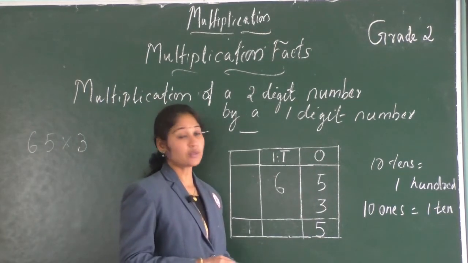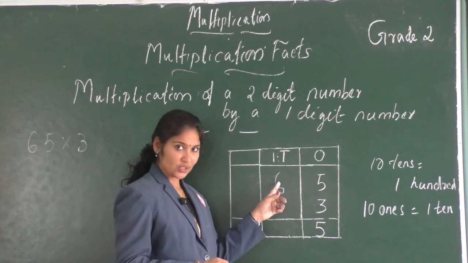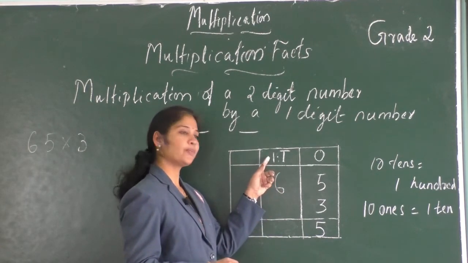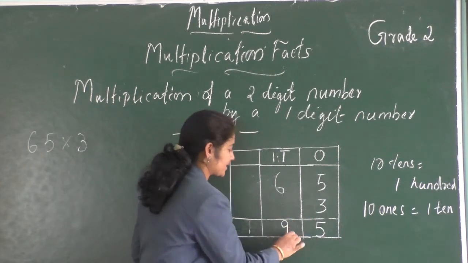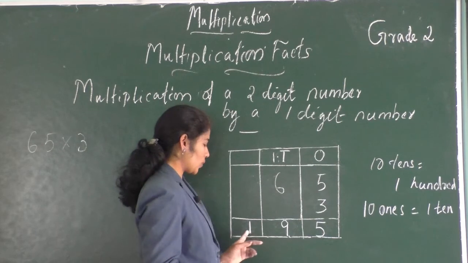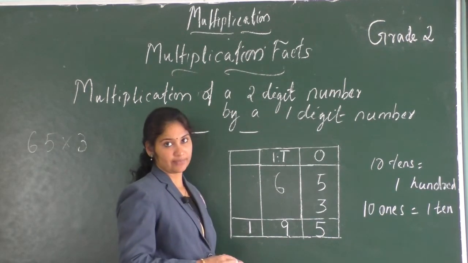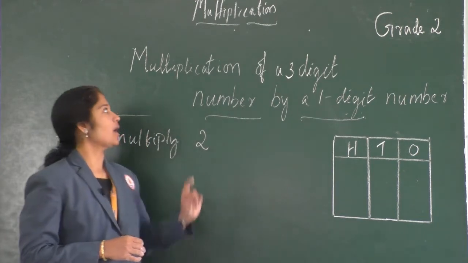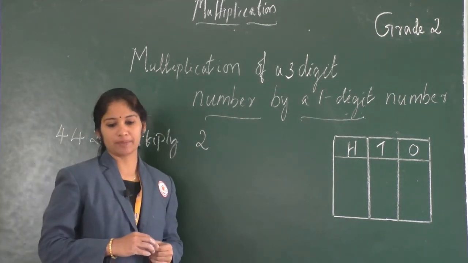Children, next which place do we have to multiply? 6 into 3, 18. 18 plus 1, 19. So 9 we can write at the tens place and 1 we can write at the hundreds place. So what's our answer? 195. Children, our next topic is multiplication of a 3-digit number by a 1-digit number.